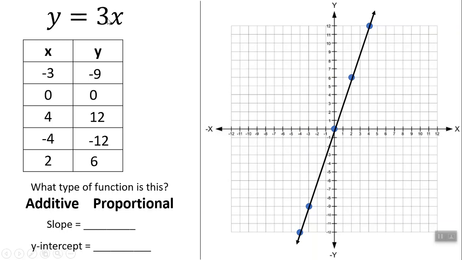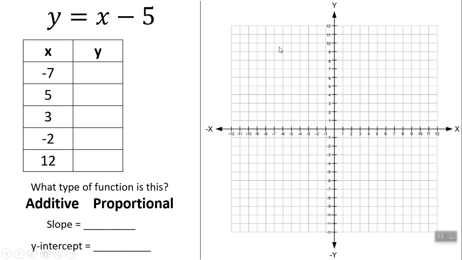Since we're multiplying by 3 each time, this is proportional. Once again, you'll want to check out another video called Additive versus Proportional if you're not sure why this is working. The slope, if you look at the slope, we're basically going from one point to the next, up 3, right 1, up 3, right 1, up 3, right 1. That's a positive 3. The y-intercept is at 0. Moving on.